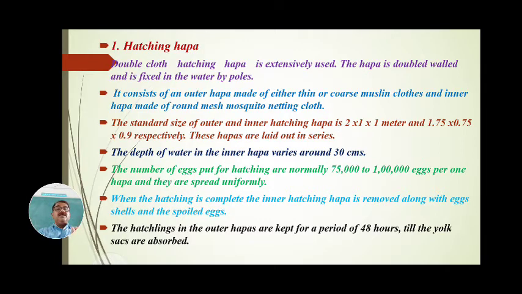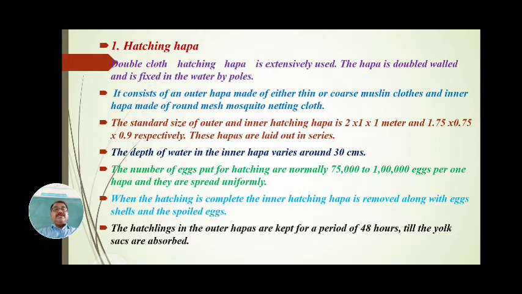These eggs are to be spread uniformly in the hapa. Means what happens? All eggs can be fertilized, all eggs can be hatched, and sufficient, good quality oxygen and water are available when the eggs are uniformly spread on a hapa.